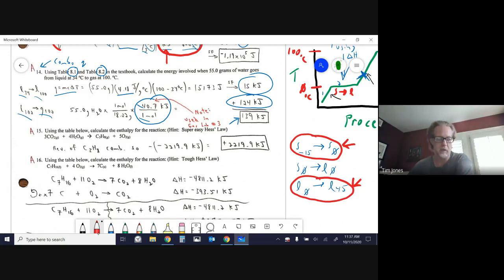Now, I mentioned this here. We recently did gas lab number 3. And in gas lab number 3, you determined this value for yourself, which is the enthalpy of vaporization for water. In other words, water going from liquid to gas.